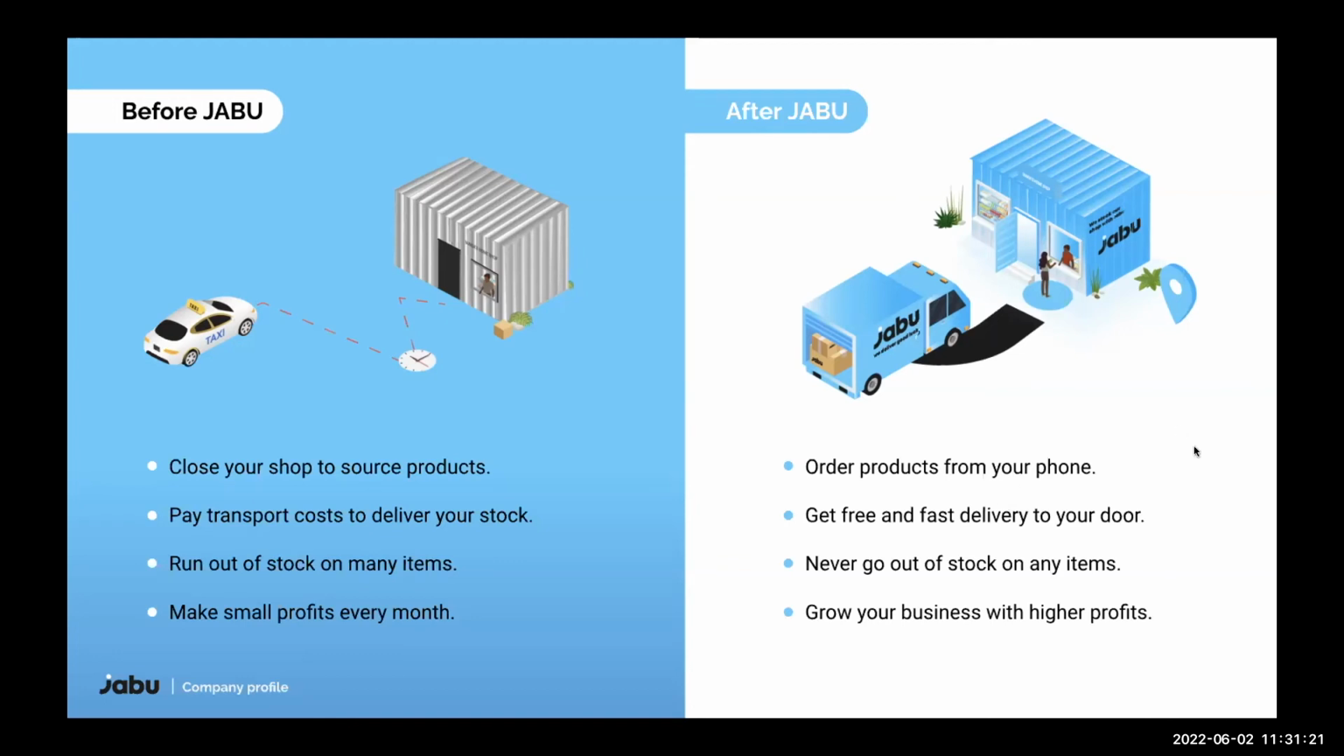After JABU, what these small retailers and merchants are able to do is order from their phones. They can either text us, call us, use our app or our e-commerce site, place an order for stock, and we will deliver it the same day at no cost to them. So it's a great way for them to make sure that they never go out of stock. They always have their items and they can grow their business and not have to spend money on transport or even the lost earnings of having to close down their shop.